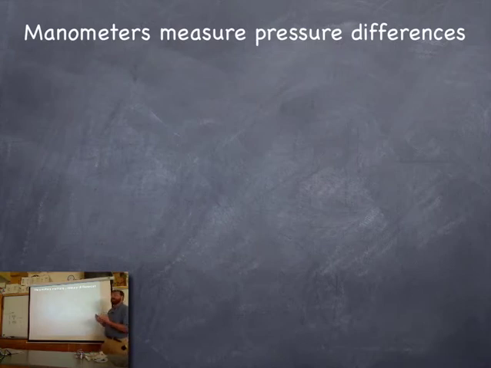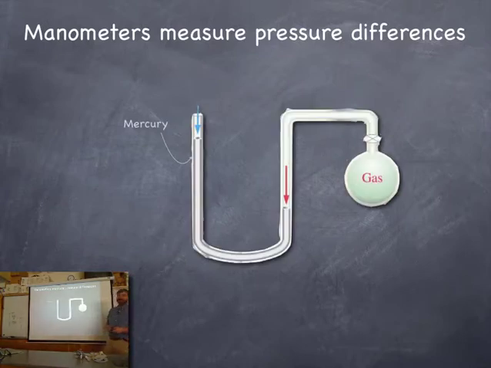So manometers are based around the concept of having a U-tube, not Y-O-U, but the shape of a U. So a U-tube is a glass tube shaped like a U.